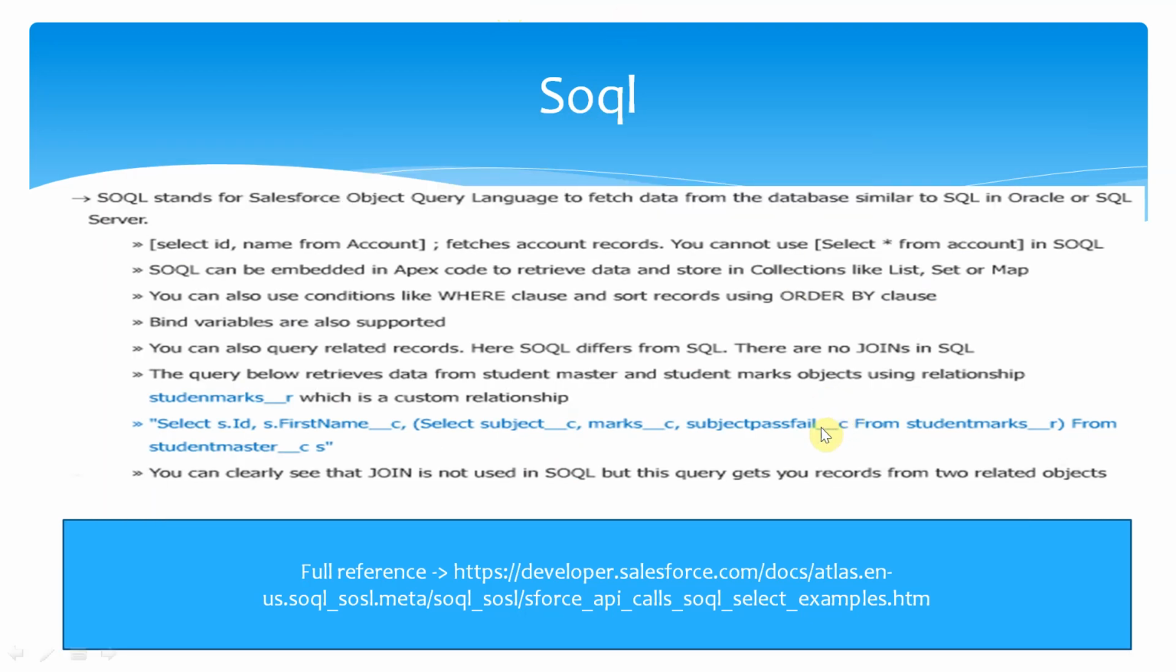So let's start off with SOQL. What is it? Salesforce Object Query Language. It's similar to SQL in Oracle. You don't need any special Hibernate class or JDBC class. Once you log into Salesforce and you go to the query window or use Apex, you can access the database. This is an example: select ID, name from account fetches account records. There is no select star in SOQL.